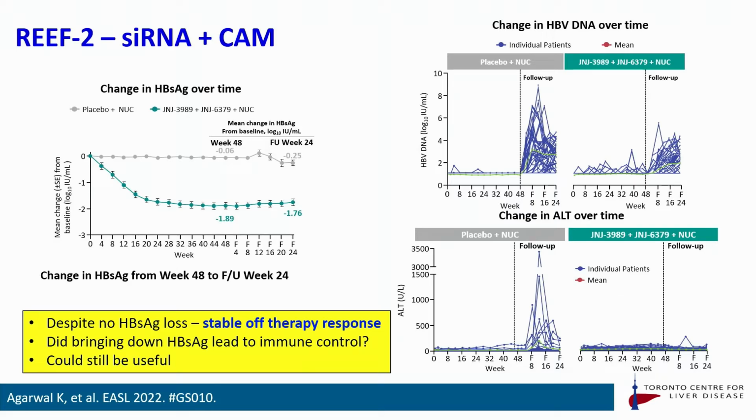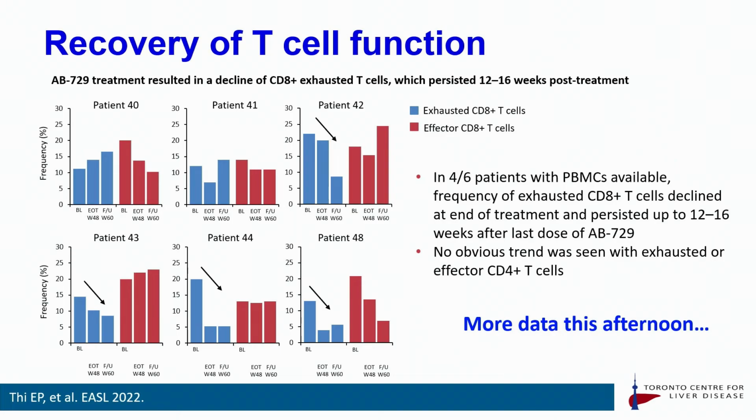Again, no S loss in this study, but I do think it's interesting to look at what happened when these patients came off nukes. If you look in the right panel, you see the DNA and the ALT. In the gray is the patients who got placebo, and in the nuke is the combination patients. And although they didn't clear S, they didn't have the same rebound. So they had this kind of plateauing, something changed. And I think it's a question about whether there is some stability of off-treatment response and whether that's actually leading to some degree of immune control.